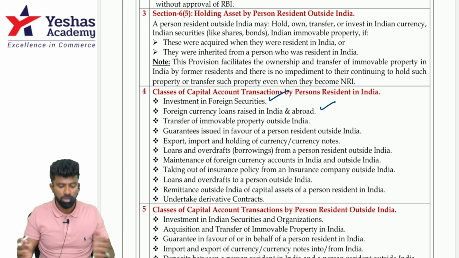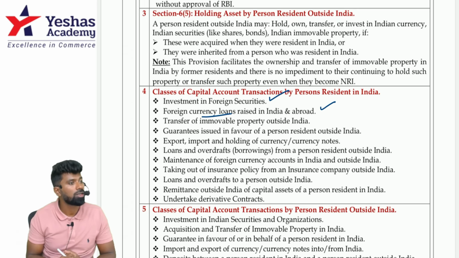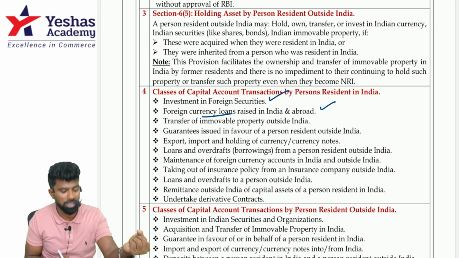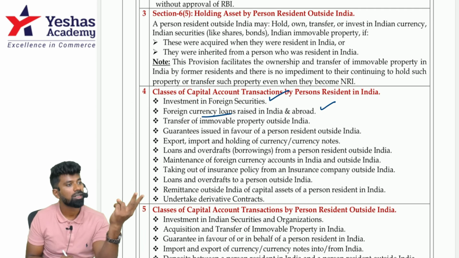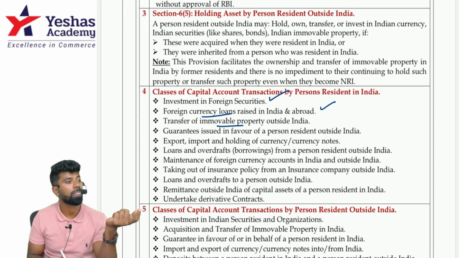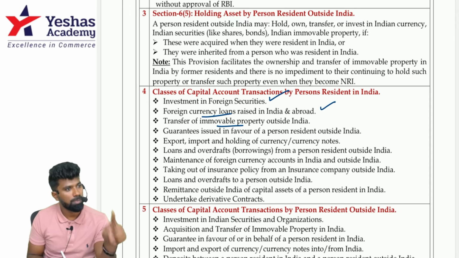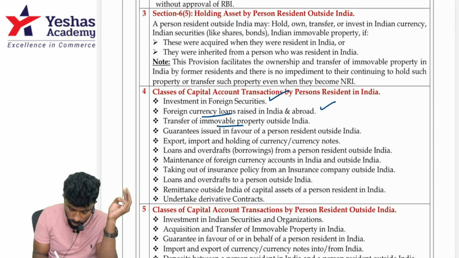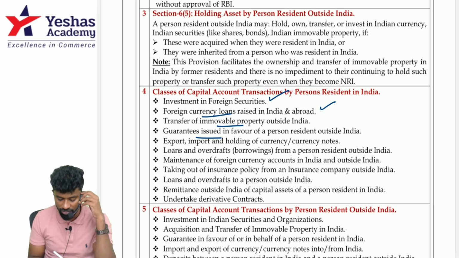Yes or no? Why is it a capital account transaction? It creates what? Liability. What is the first one? It creates what? Asset. Third one, transfer of what property? Current account transactions, capital account transaction. Very good.